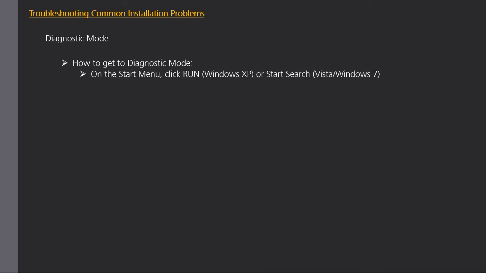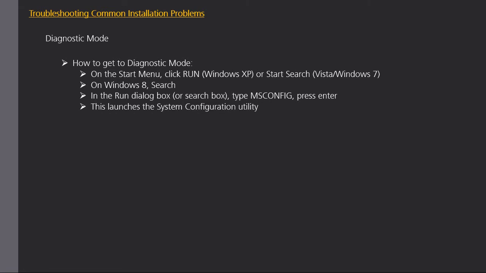How to get to diagnostic mode. On your Start menu in Windows, click Run. Or you can just use your Start Search in Windows Vista or Windows 7. If you're in Windows 8, you can just use Search by typing it in. In the Run dialog box or the search box, type msconfig and then press Enter. And again in Windows 8, just start typing msconfig and then press Enter. This launches the System Configuration utility.